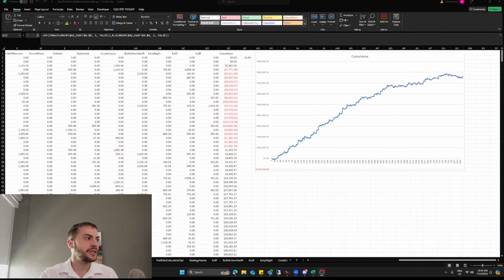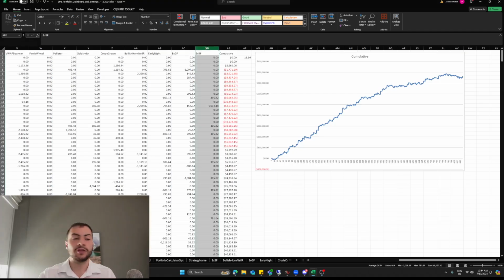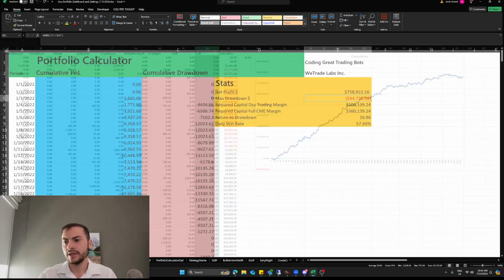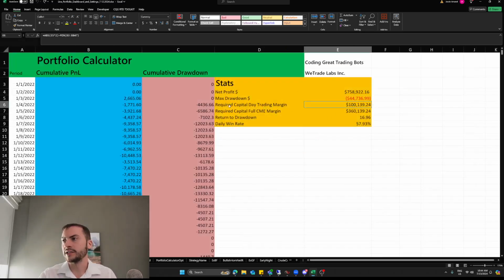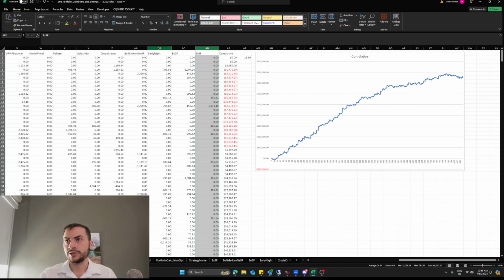On my screen here, this is an Excel sheet with all the strategies we've built within our group. To join our group, you can see the links in the description below. And we have a portfolio calculator tool that shows you the calculations of your max drawdown and required margin. In this sheet, each one of these columns is a different system trading together. These two systems we recently built, and I want to show you what happens when I take them out.